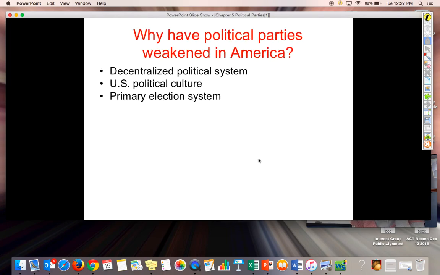I do want you to know that political parties are on the decline. This question, why have political parties weakened in America? We have a decentralized political system. We have many areas where you can participate at the local and the state and the federal level. And sometimes we don't need that political party to fundraise for us or to provide press for us or to establish an agenda. We're doing that at local levels.